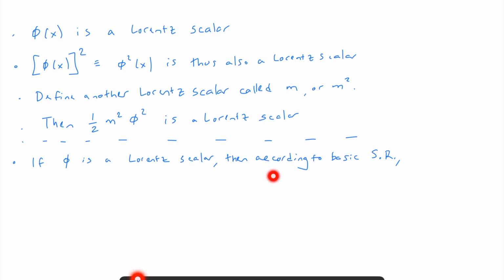If phi is a Lorentz scalar, then according to basic special relativity, the partial derivative d mu phi is a Lorentz covariant four vector. We can take any Lorentz scalar field and form its partial derivative, d mu, and we will get a quantity that's a true Lorentz covariant four vector that transforms in the correct way.